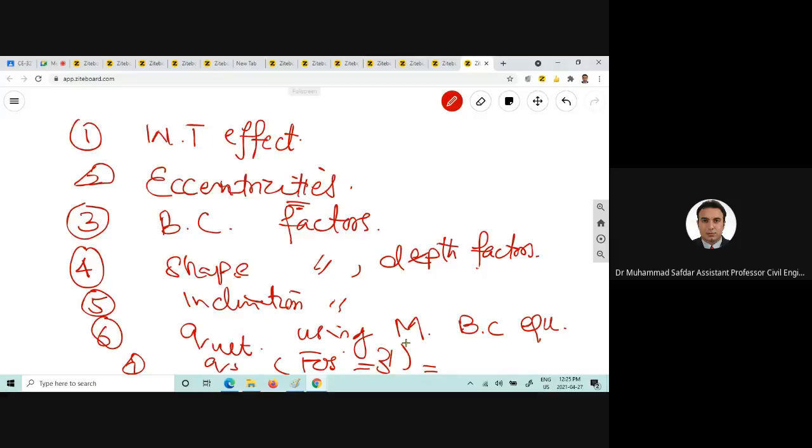So start with the water table effect. One by one we are going. We will discuss first the water table effect, whether the effect is there or not. And for the water table effect, you need to use the equation B by 2 tangent 45 plus phi by 2.